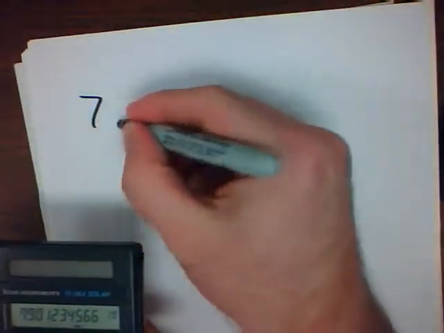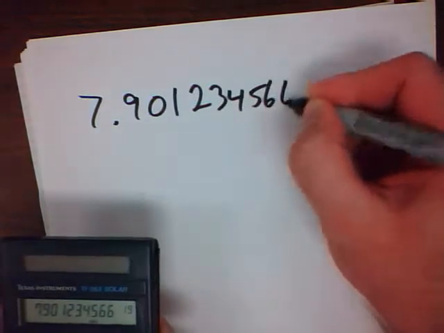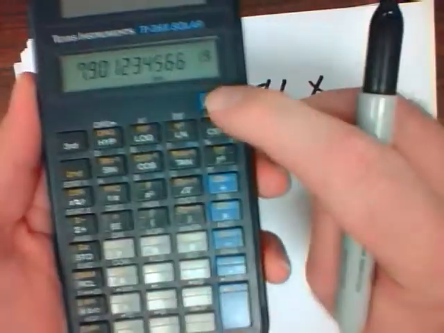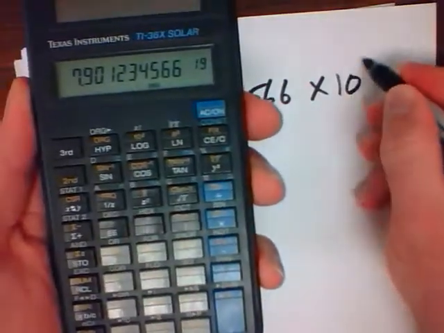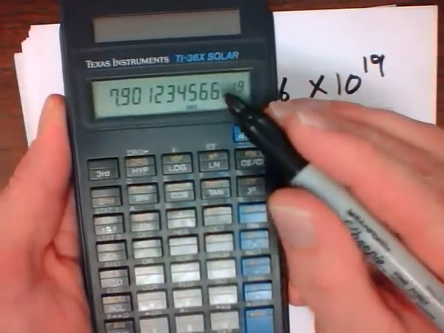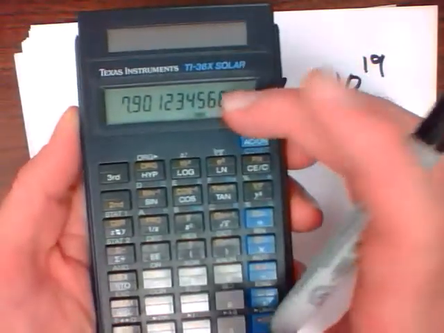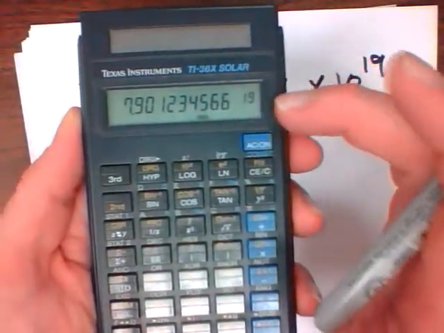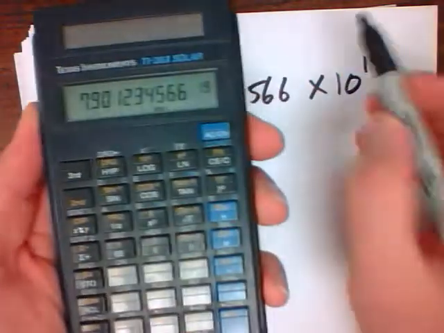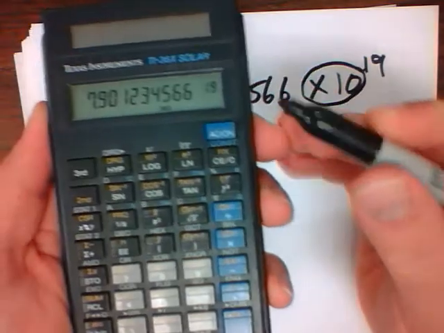This is actually 7.901234566 times, and here's the shortcut, it left out this, times 10 to the power of 19. There's just a 19 there, but the times 10 is left out. It's an older model. At that time, the technology wasn't so great, so they had a hard time including that. So you have to watch out for that. Many times, they're going to leave that out.